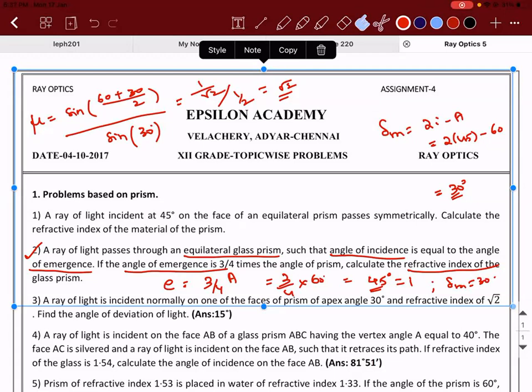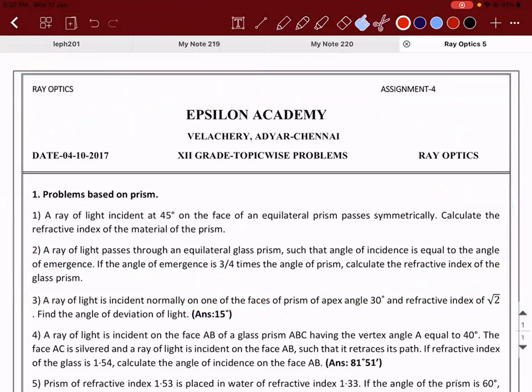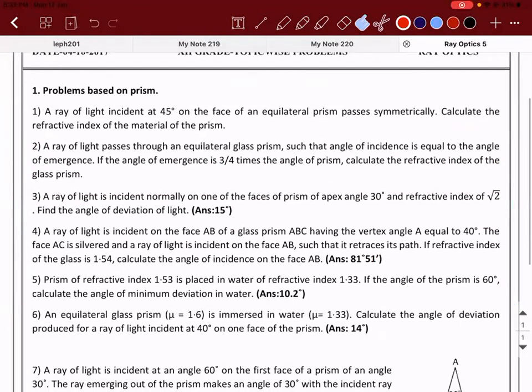Done, sir. Let's try the next one. So there is a ray of light which is incident. One minute, just give me a minute. You guys read the question.